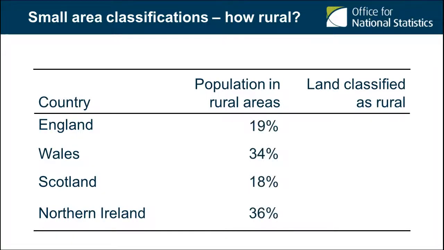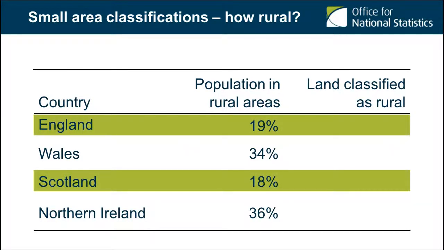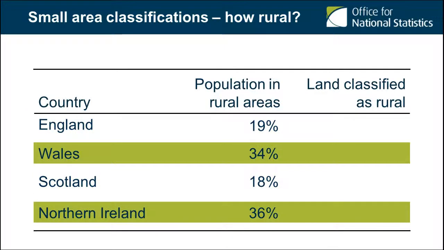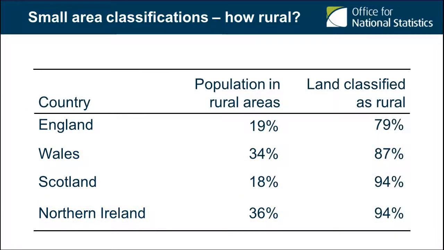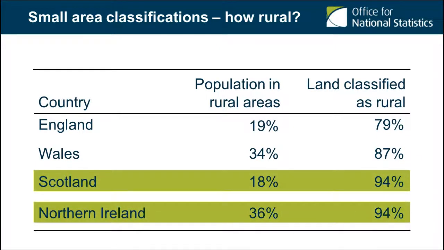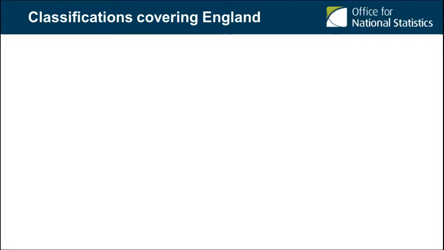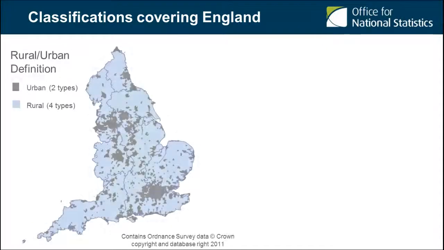Based on mid-2009 small area population estimates, the rural population made up around a fifth of the populations of England and Scotland, and over a third of the populations of Wales and Northern Ireland. However, if we look at the land classified as rural in each country, it is much higher, with 94% of the land rural in Scotland and Northern Ireland. We will now look at the classifications for each country, starting in England.